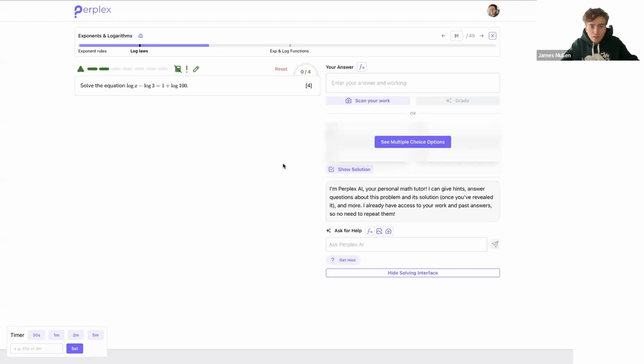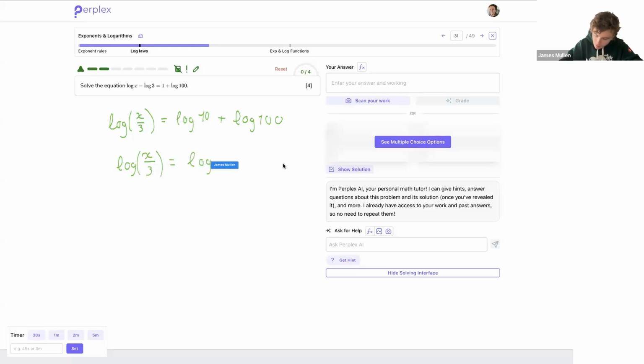I have the log of x minus the log of 3 is equal to 1 plus log of 100. So I'm dealing with logs in base 10, and I'm going to try and simplify the whole left-hand side together and the whole right-hand side together. So I'll start with log x minus log 3 is log of x over 3. And I'm going to rewrite 1 as log base 10 of 10. That's plus log of 100. And that means that log of x over 3 is equal to log of 1,000.